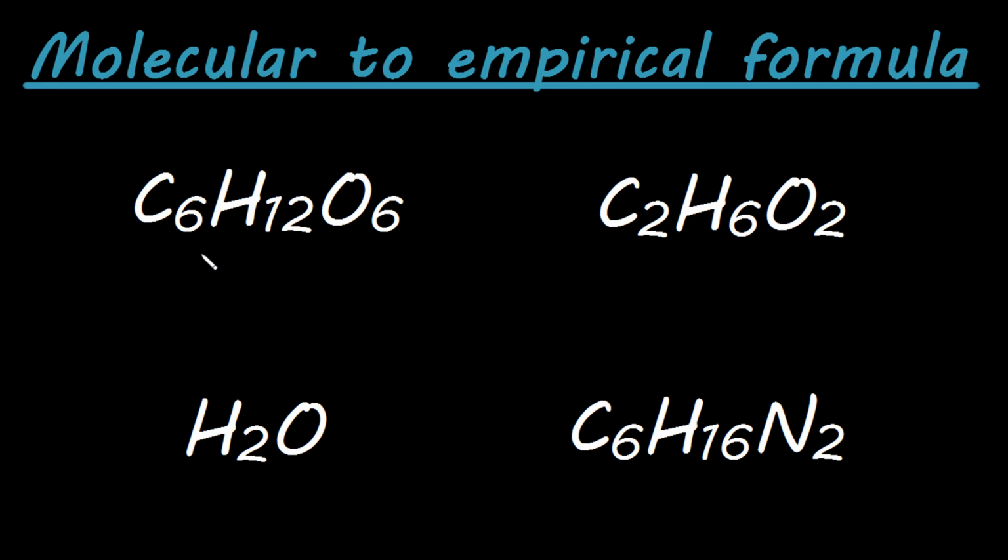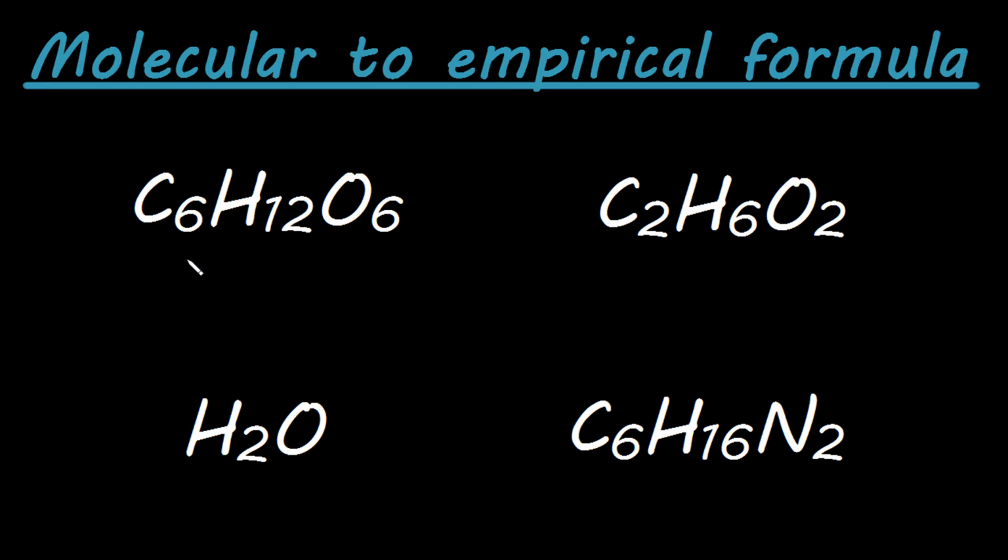Okay, so how do we calculate the empirical formula of something if we're given the molecular formula? That's what we're going to try to do today. So the empirical formula is just the smallest ratio that a chemical formula has, and this just helps tell us what kind of atoms are inside a molecule and the different elements that it contains. And so this is really simple.